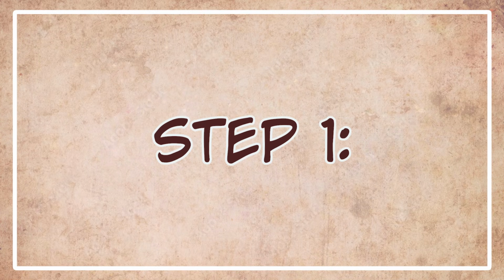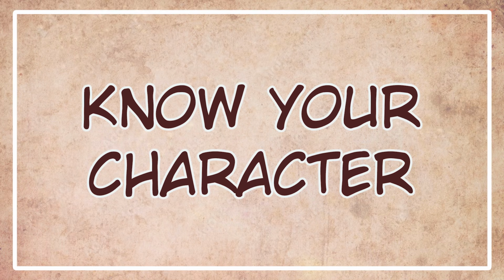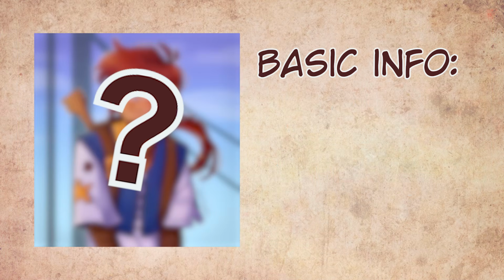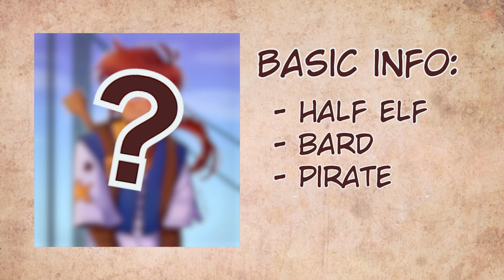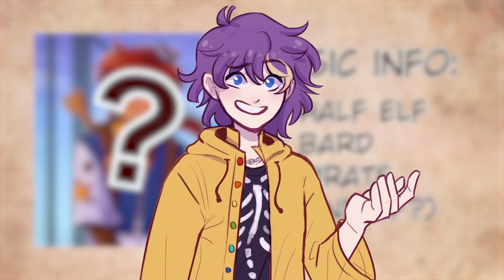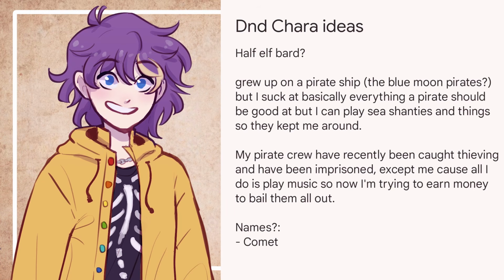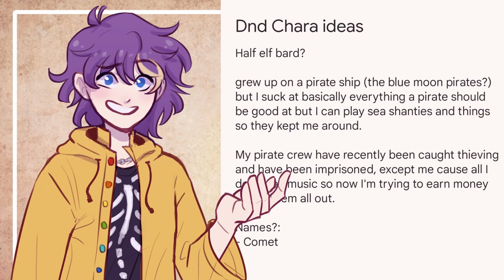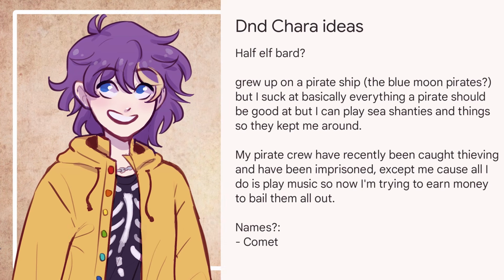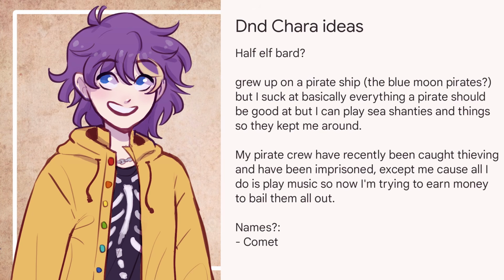My first step in creating characters is always to have an idea of who the character is. So my character is a half-elf, bard, pirate kind of character. I can read you the blurb. I have on my notes app, the original character concept I wrote was: half-elf bard, grew up on a pirate ship, the Blue Moon Pirates. That's the name of my pirate crew. But I suck at basically everything a pirate should be good at, but I can play sea shanties and things, so they kept me around.